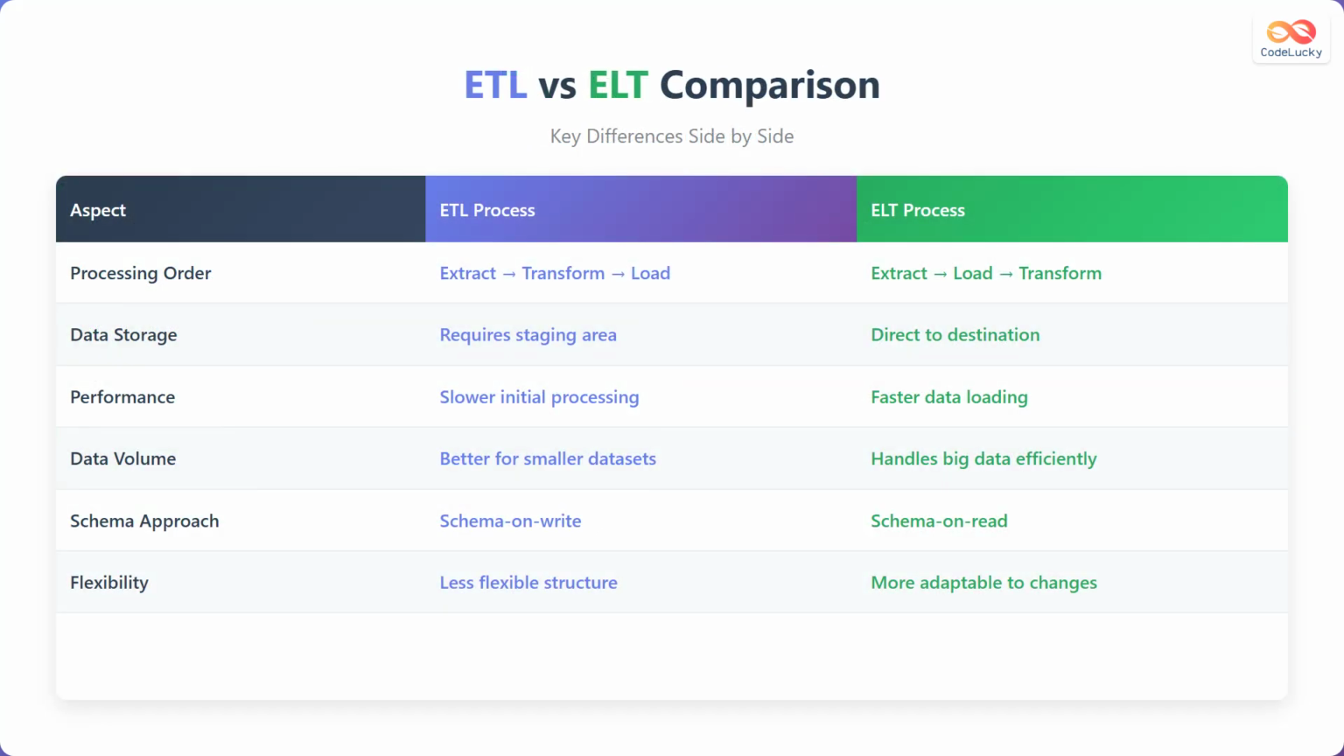Let's compare ETL and ELT side by side. In terms of processing order, ETL follows extract, transform, and load, while ELT follows extract, load, and transform. ETL requires a staging area for data storage, whereas ELT directly loads data to the destination. ETL has slower initial processing, but ELT allows faster data loading. ETL is better for smaller datasets, and ELT handles big data efficiently. ETL uses a schema-on-write approach, while ELT uses a schema-on-read approach. Lastly, ETL is less flexible, and ELT is more adaptable to changes.